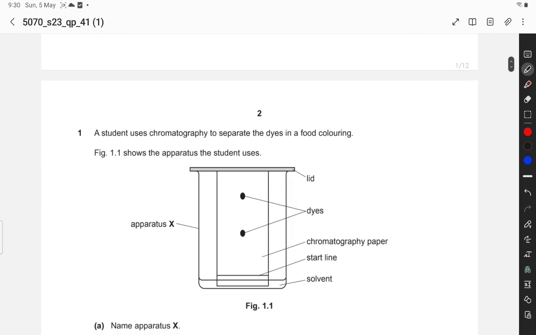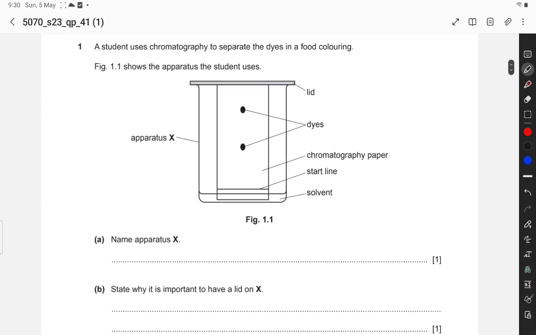The student uses chromatography to separate the dyes in a food coloring. Figure 1.1 shows the apparatus the student uses. So this is the apparatus of this experiment. This is the chromatogram. This is chromatography paper, or you can say chromatogram, and the chromatogram paper is placed in the lid after preparation.